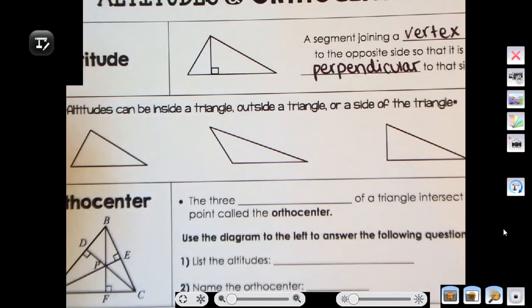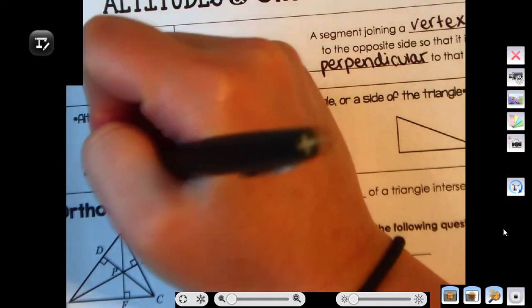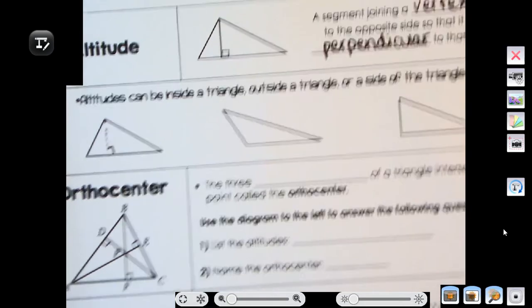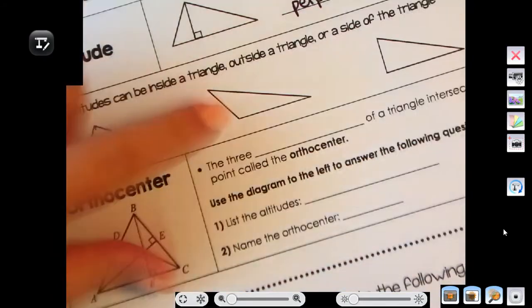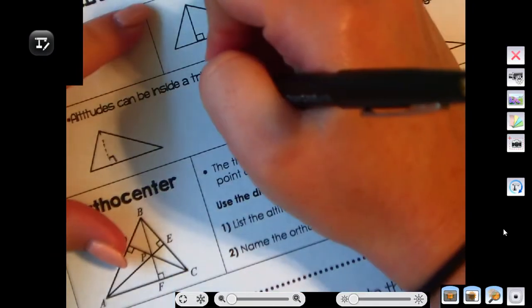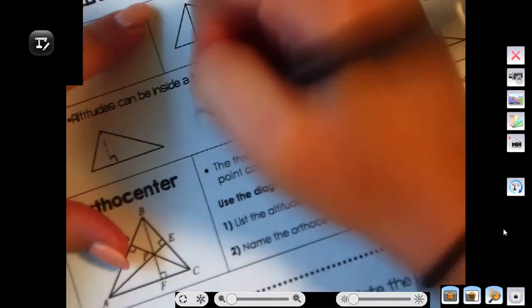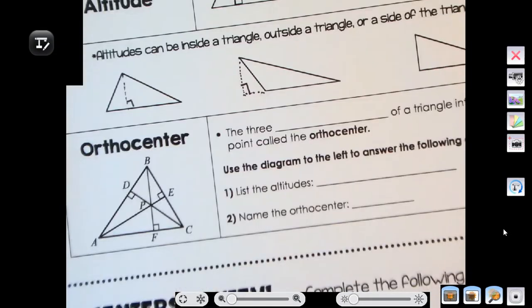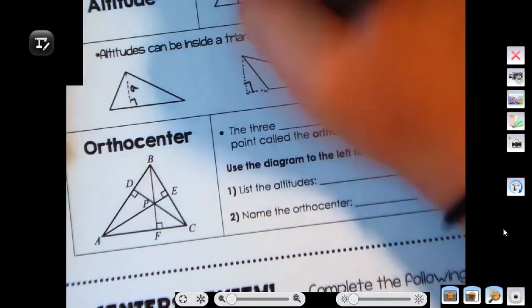We can draw an altitude just like this one, from the top to the side opposite of it, so it creates that angle. It can also be outside of the triangle. So if I have the vertex here and I go down and then extend the triangle, it's outside, but it has that 90-degree angle. And I'm going to label them as A for altitude.